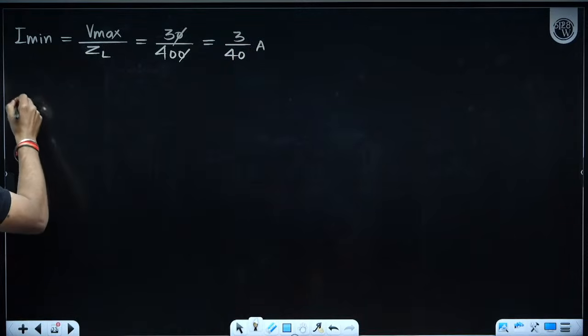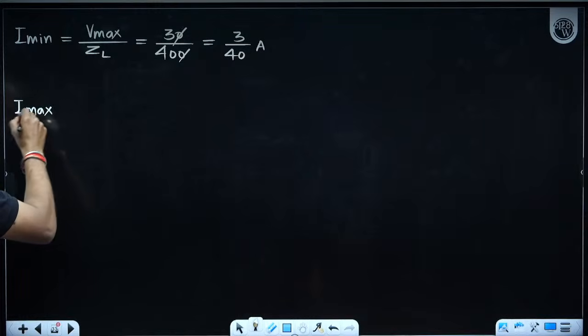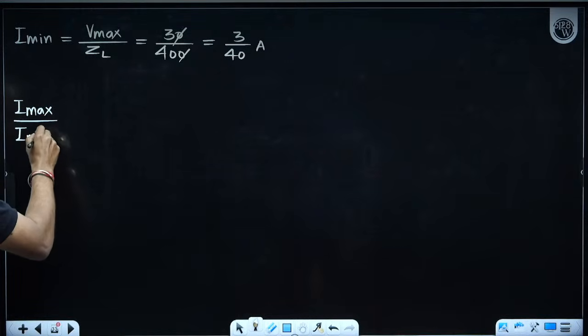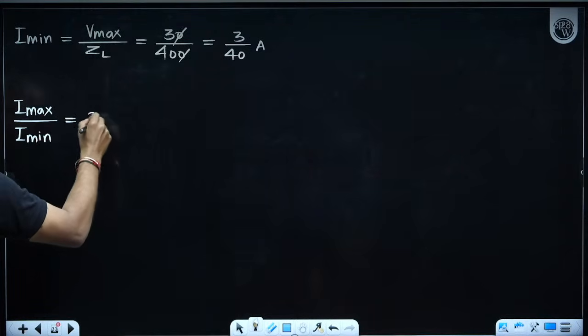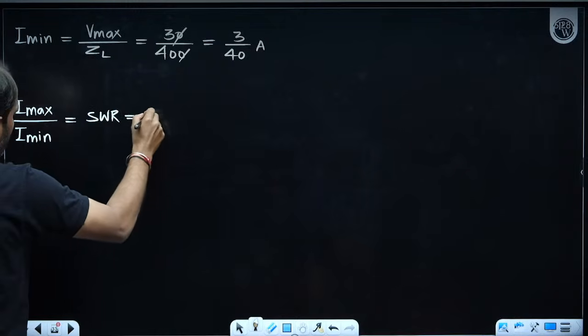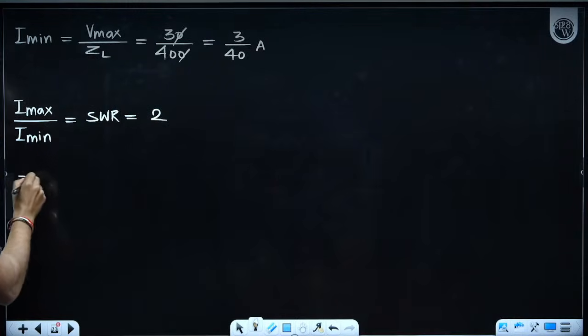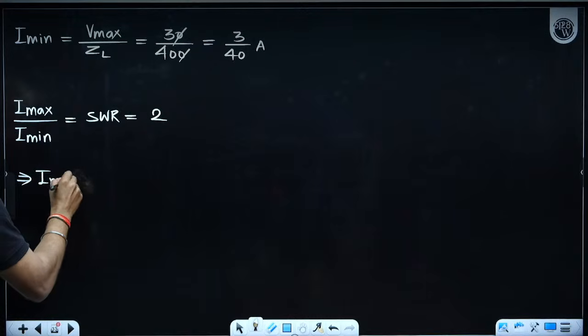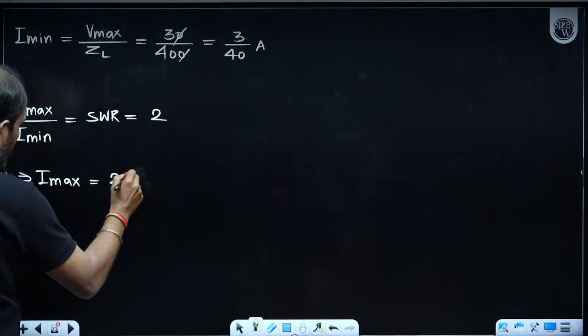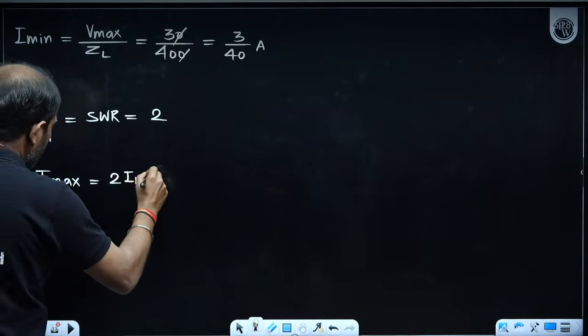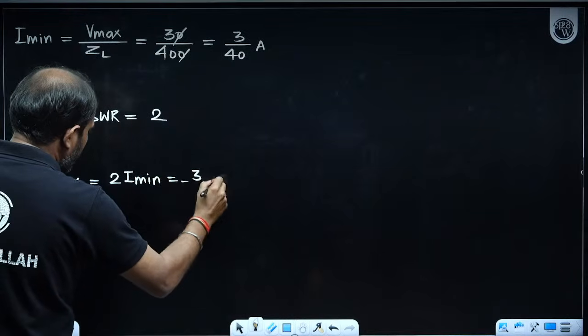So you can calculate Imax also. Imax upon Imin is equal to SWR, and SWR is equal to 2. So we can calculate Imax. Imax is 2 times of Imin, 3 by 20 ampere.